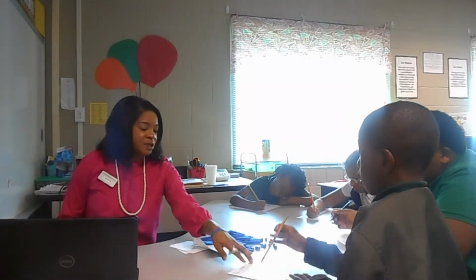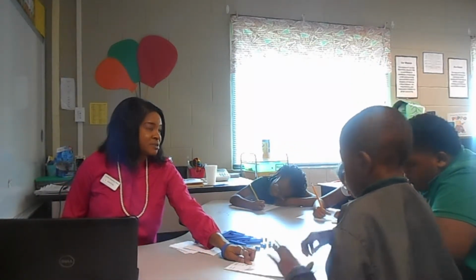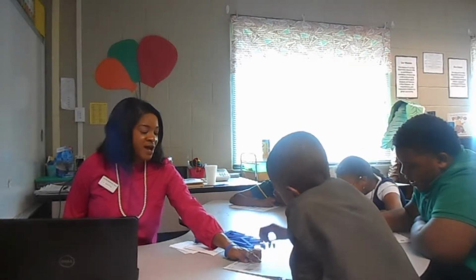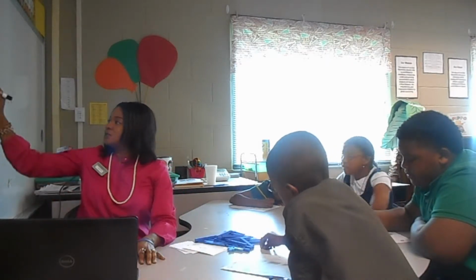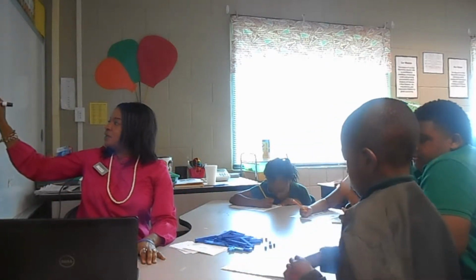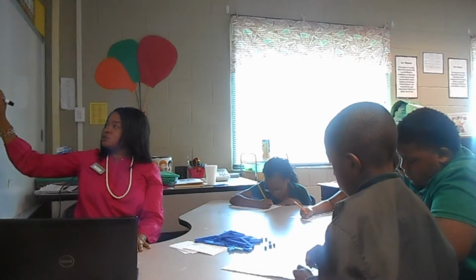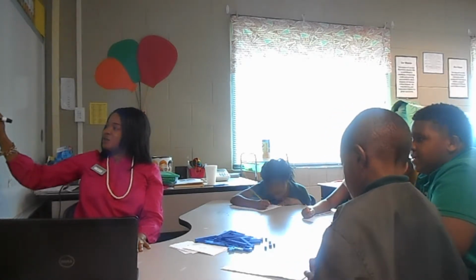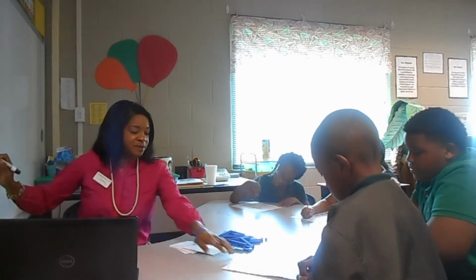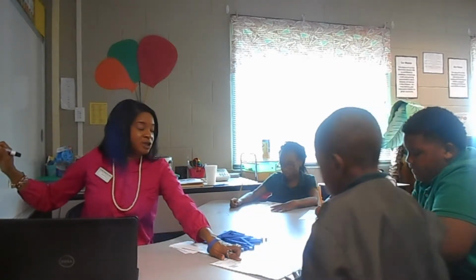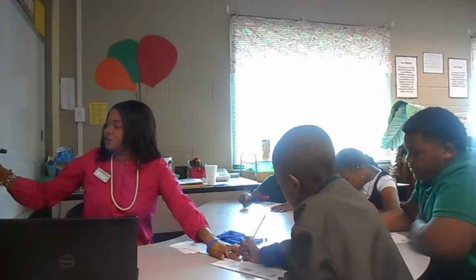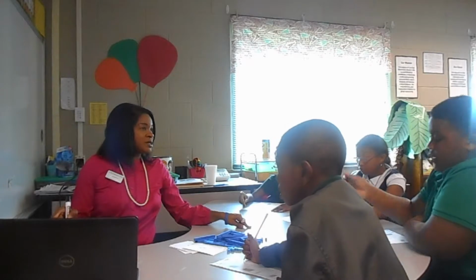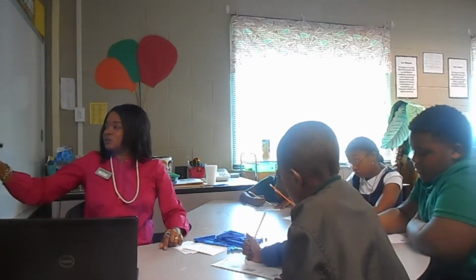Okay, how many ones do we have? Let's count them together. 1, 2, 3, 4, 5, 6, 7, 8. So I have how many cubes? 8. Let's count with me on the cubes. 1, 2, 3, 4, 5, 6, 7, 8. So my number is what? No, my total number. 58. Very good. So I have how many tens? 5 tens and how many ones? 8 ones. Okay.